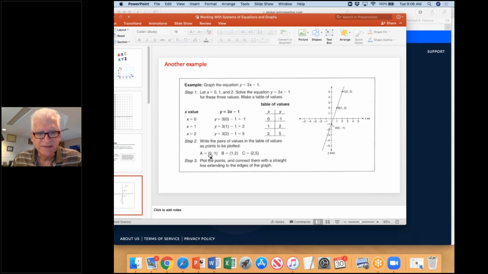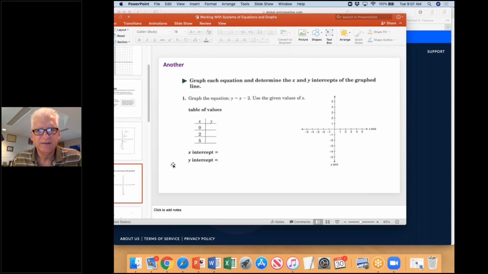Then they went over here and plotted the points. So the first point is 0, negative 1. And so you go neither way, left or right, but just down 1. That's 0, negative 1. The second point, B, is 1, 2. Go over 1, up 2. There's B. And then the third point is 2, 5, which is point C, over 2 and up 5. And as you can see from the notes from the text, their line is a lot straighter than the line that I drew in the last example. That's good news. Okay.